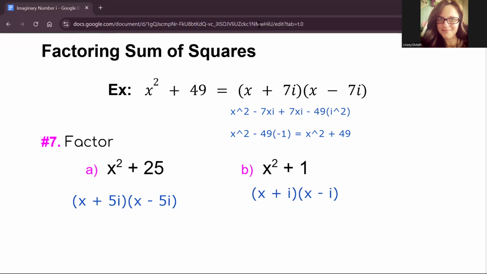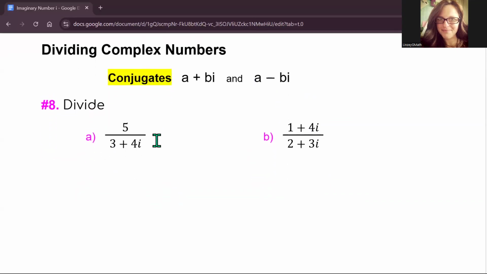And last but not least, we'll take a look at dividing complex numbers using conjugates. So we've heard conjugates throughout this video. Here they are, and they are very useful for dividing complex numbers. To divide a complex number, we're going to multiply by the conjugate. So in the denominator, we've got 3 plus 4i. The conjugate will be 3 minus 4i, multiplying top and bottom by the conjugate.